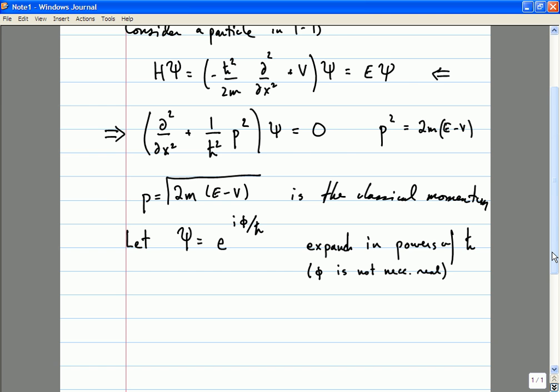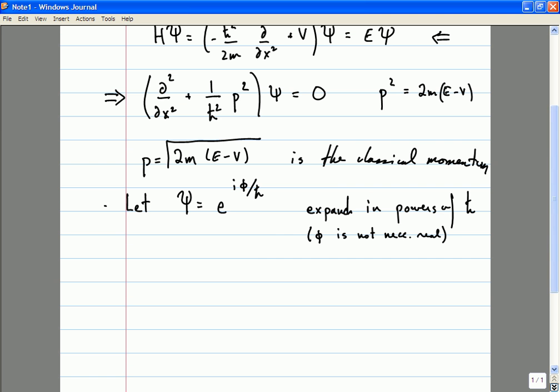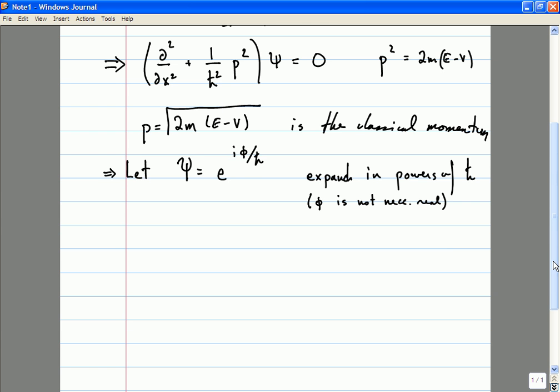Okay, so let's just go ahead and take this expression for psi in terms of phi and plug it into the form of the Schrödinger equation at the top of the page here and expand in powers of h bar. So what is the equation?